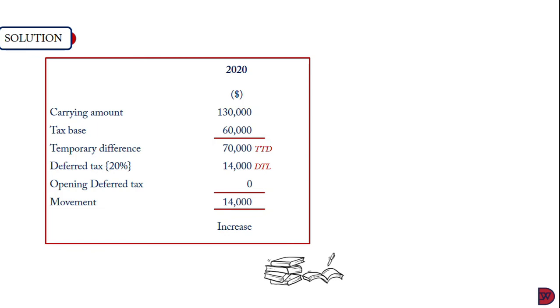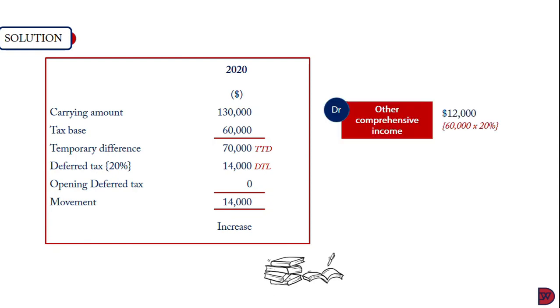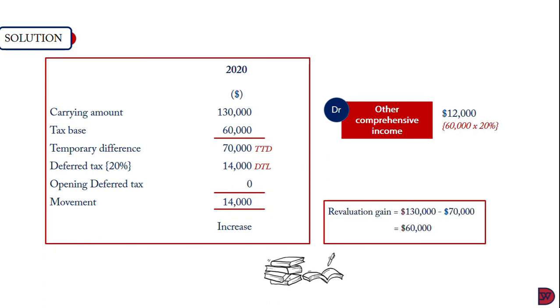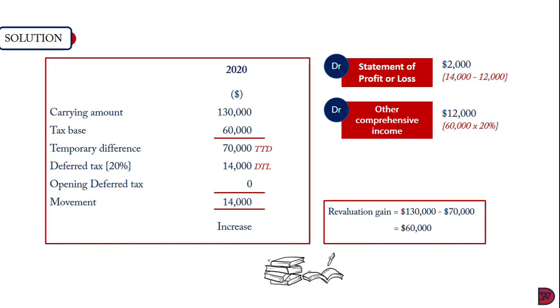Now, when we come to the recognition, the increment has partly to do with the revaluation of the asset. When we come to the statement of profit or loss, let's first look at the other comprehensive income. We will debit other comprehensive income of $12,000, which is the revaluation surplus of $60,000, which is shown down here, times the tax rate of 20%. Also debit the profit or loss with the difference of the increment, which is the $14,000 less $12,000. Then we will credit the deferred tax liability in the statement of financial position with the $14,000 increment.